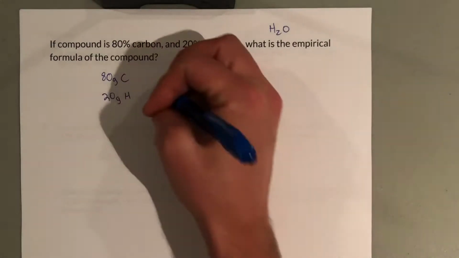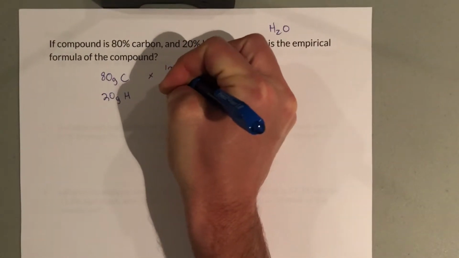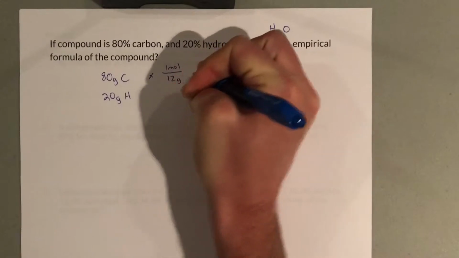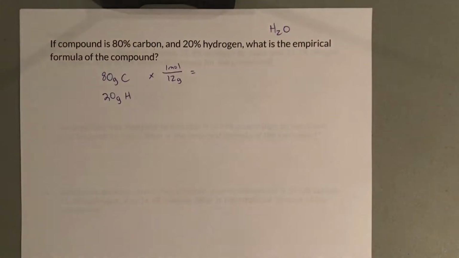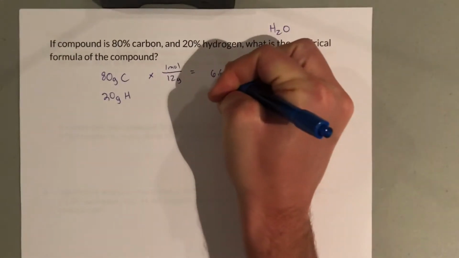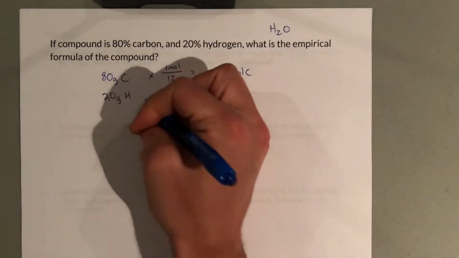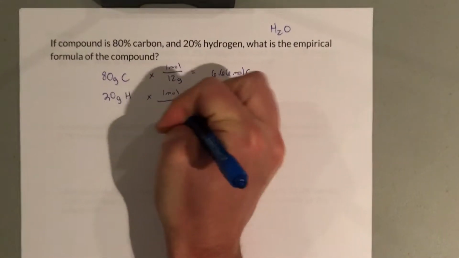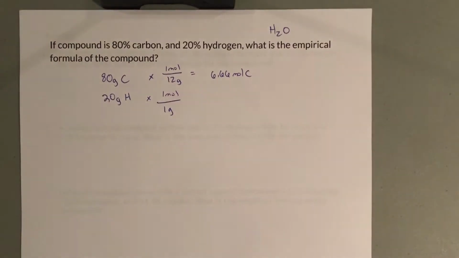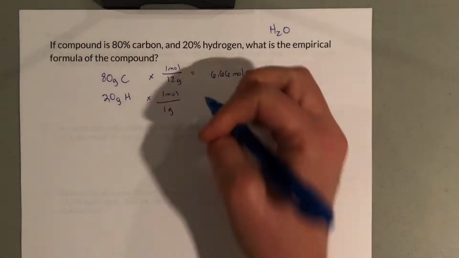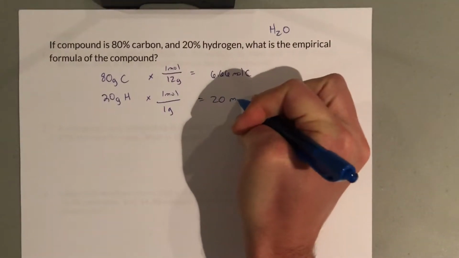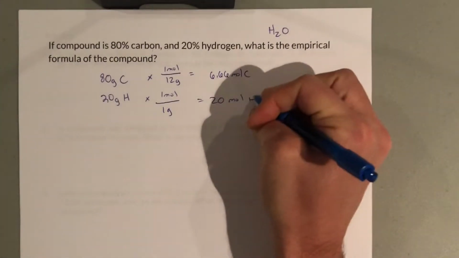So to do that, we would need to look up the gram formula mass of carbon, which is 12. So if we take 80 grams of carbon times 1 mole over 12 grams, we get 6.66 moles of carbon. And you do the same thing for hydrogen. Hydrogen has a gram formula mass of 1 gram per mole. Grams go on the bottom so that they cancel out, giving us 20 moles of hydrogen.